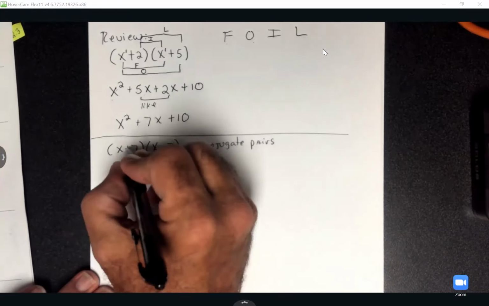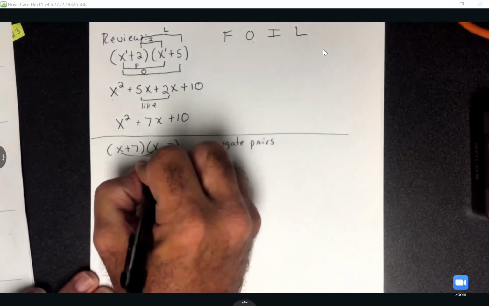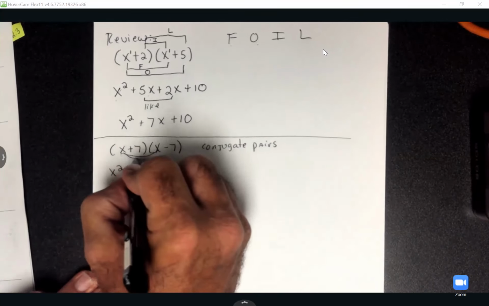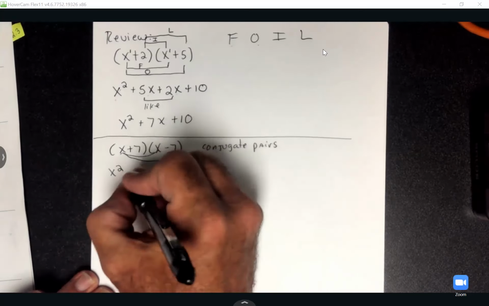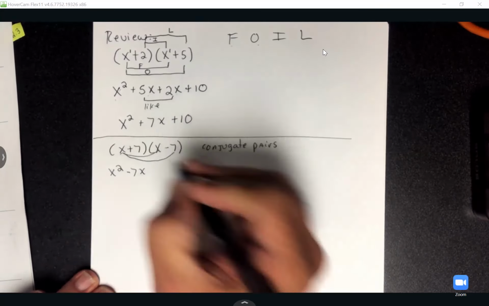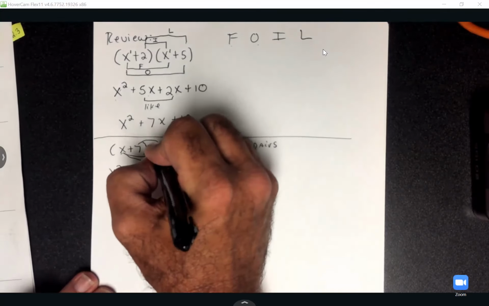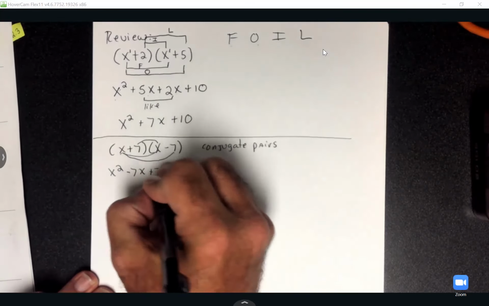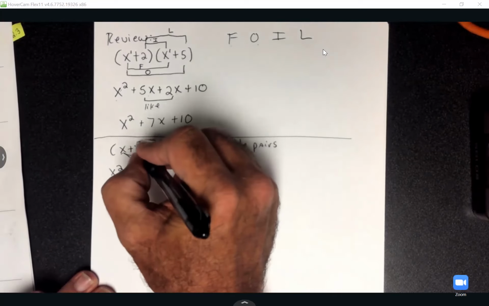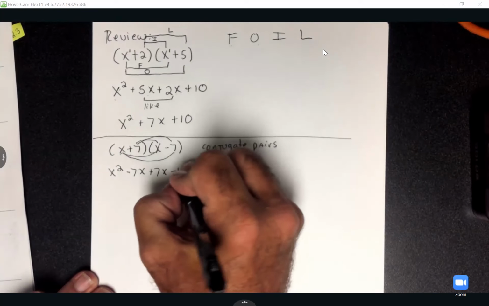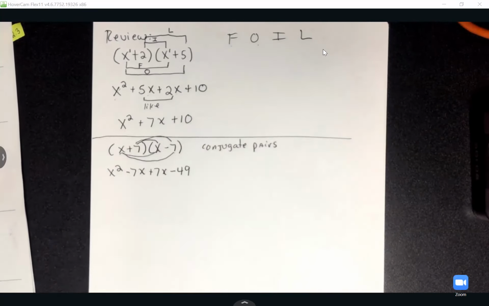So here we go. Distribute our X. X times X is an X squared. X times -7 is a -7X. Then the 7 here times X gives me a positive 7X. And then that positive 7 times -7 gives me a -49. So y'all, what is happening to this one?